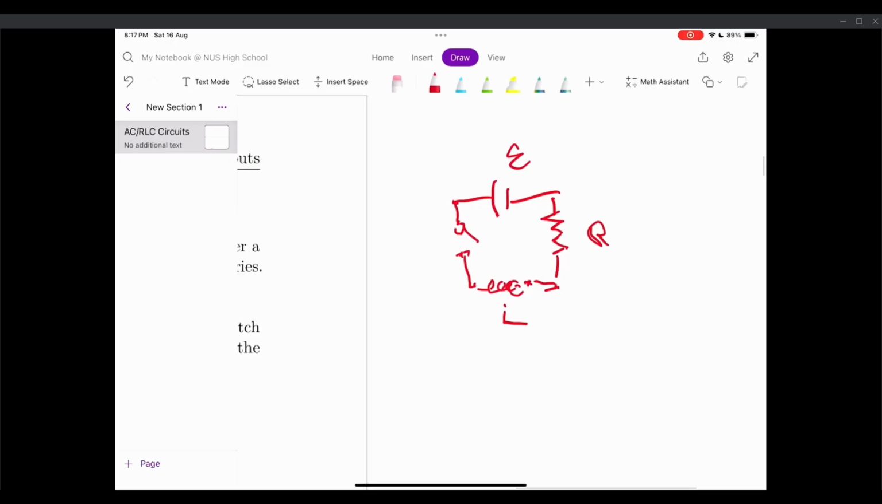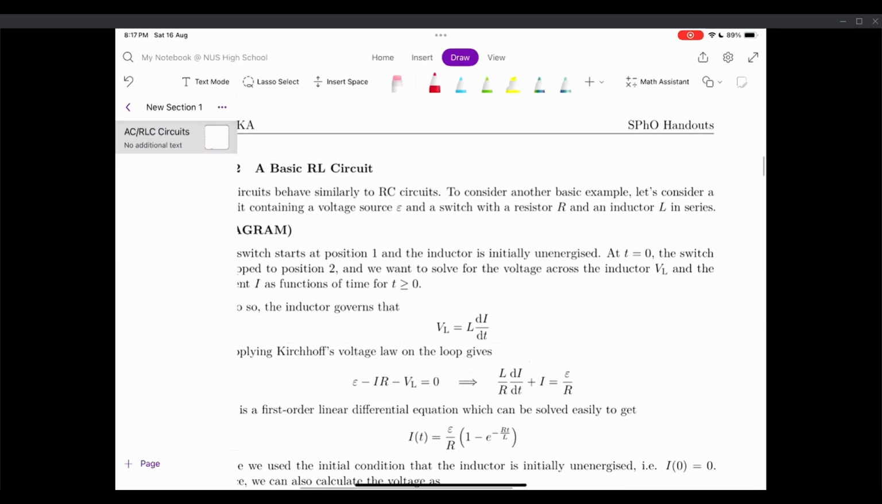Just ignore the fact that it's ugly because my pencil's going crazy, but never mind.